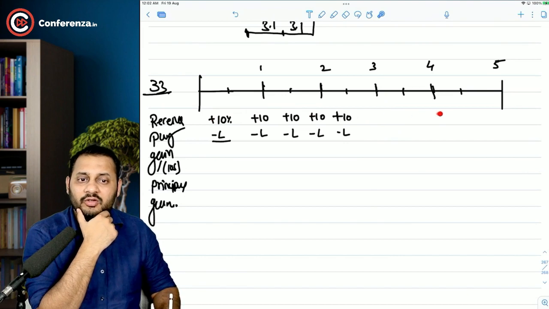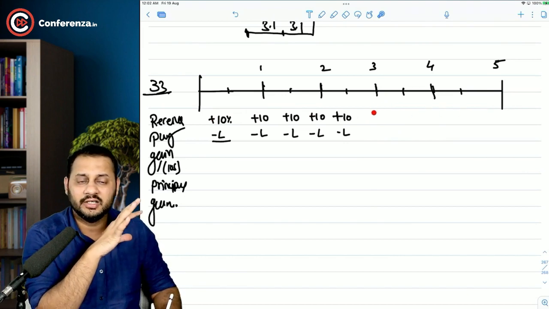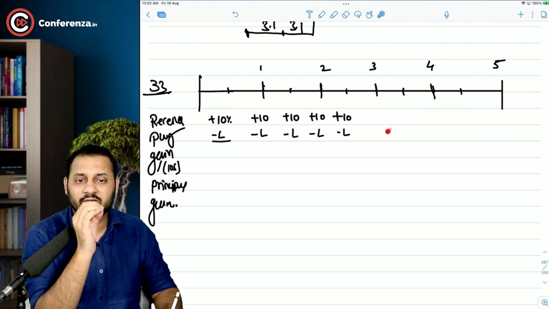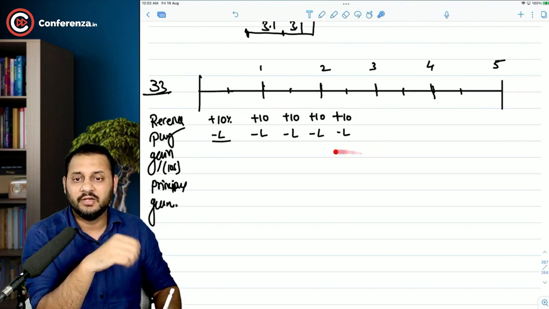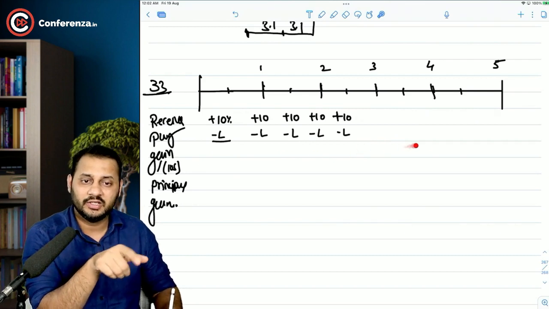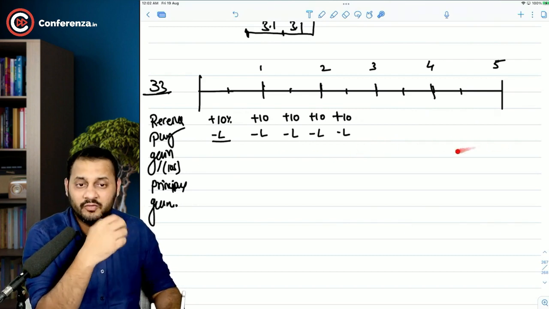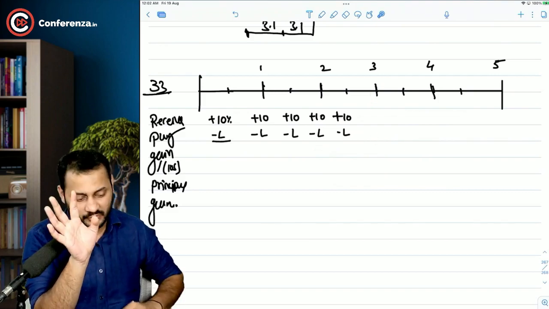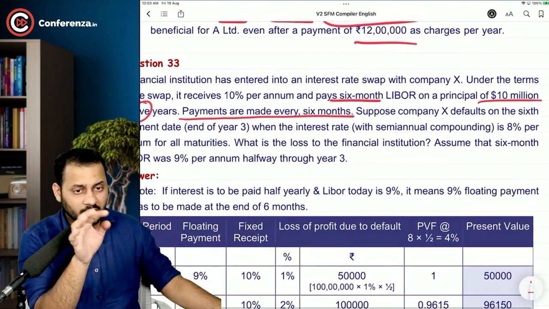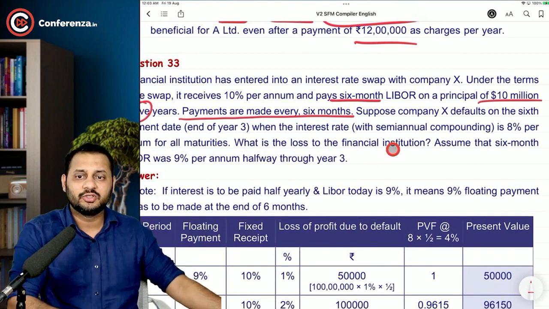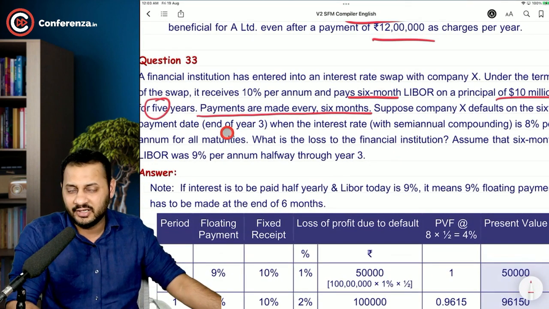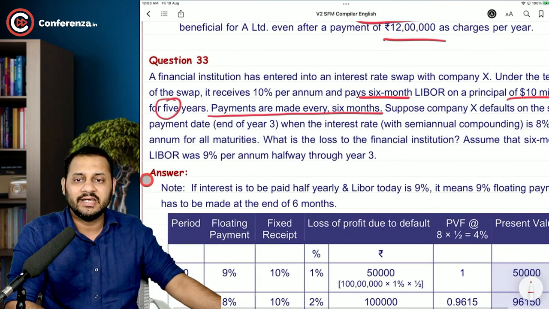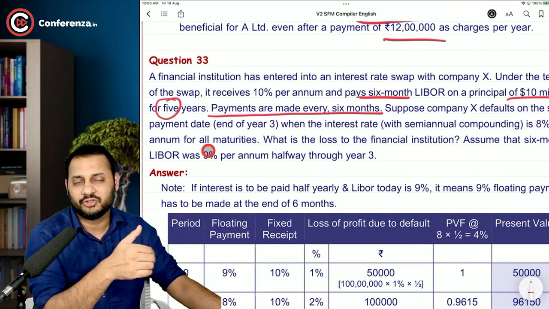But he defaulted on the next payments as well. Means he didn't pay from that date onwards. So obviously there will be some profit or loss. If there is a gain on this part and if there has to be a gain on the future also, we have lost that gain because of the default of the party. Now understand the question. Suppose company X defaults on the 6th payment date, that means the end of year 3, when the interest rate with semi-annual compounding is 8% per annum for all the maturities.